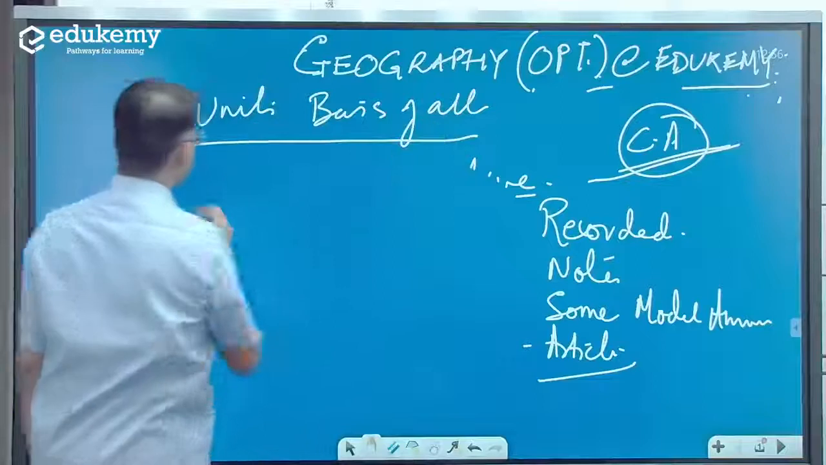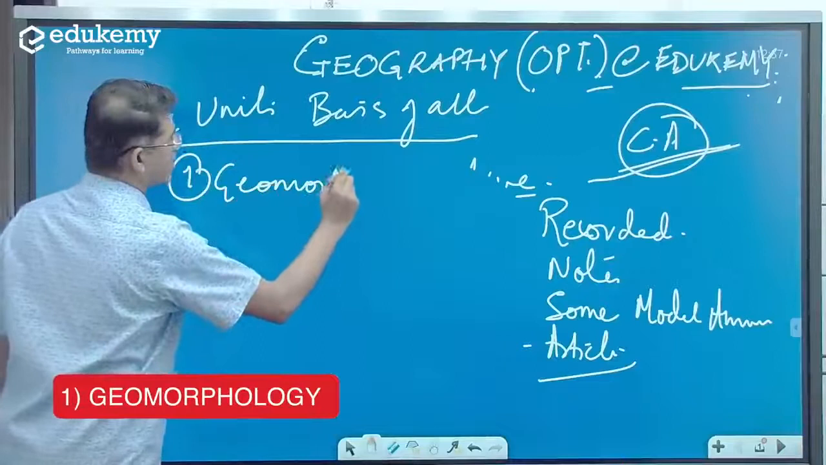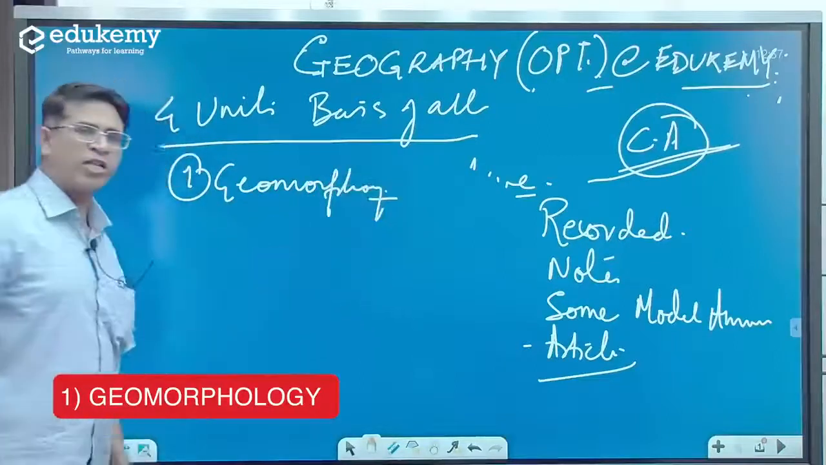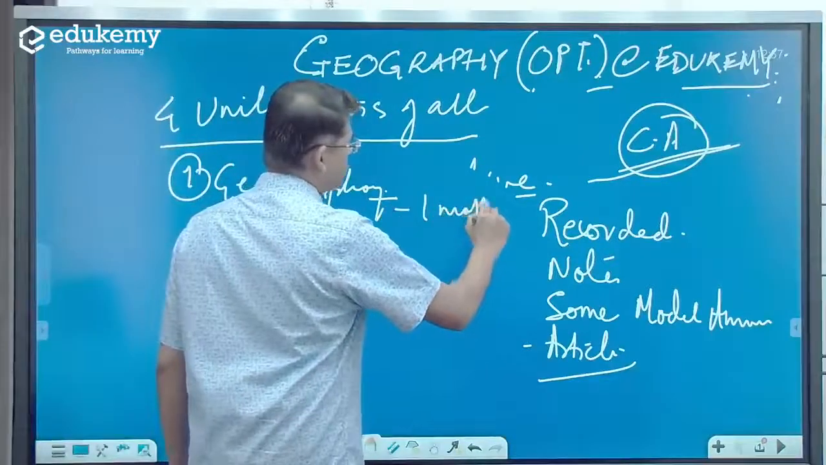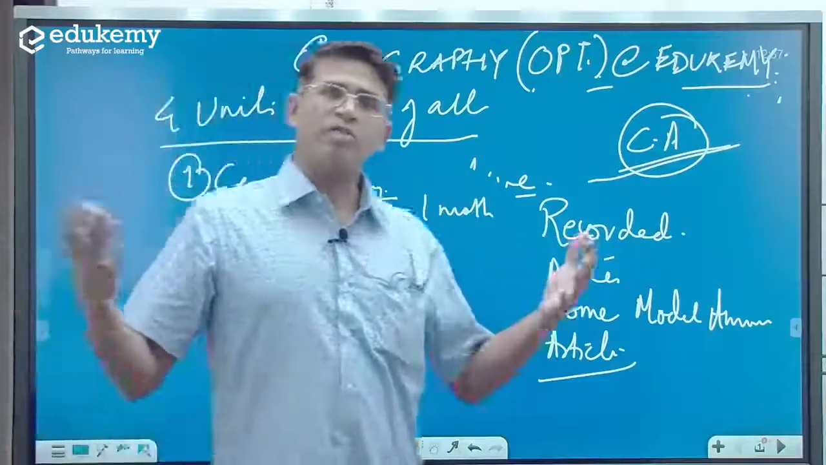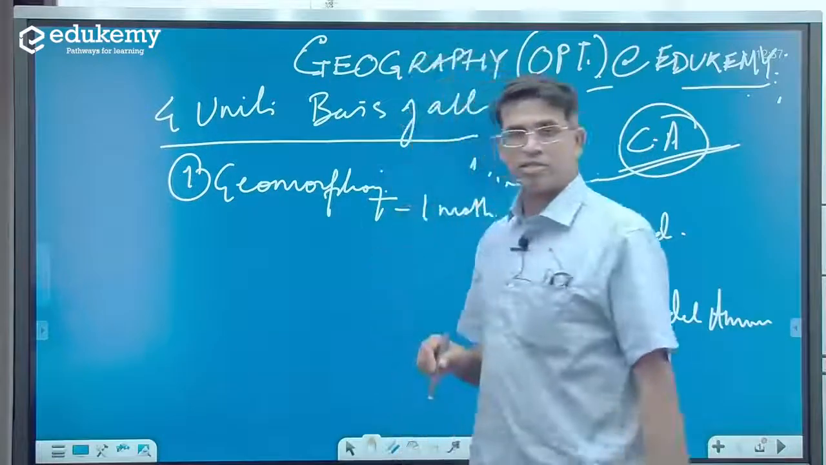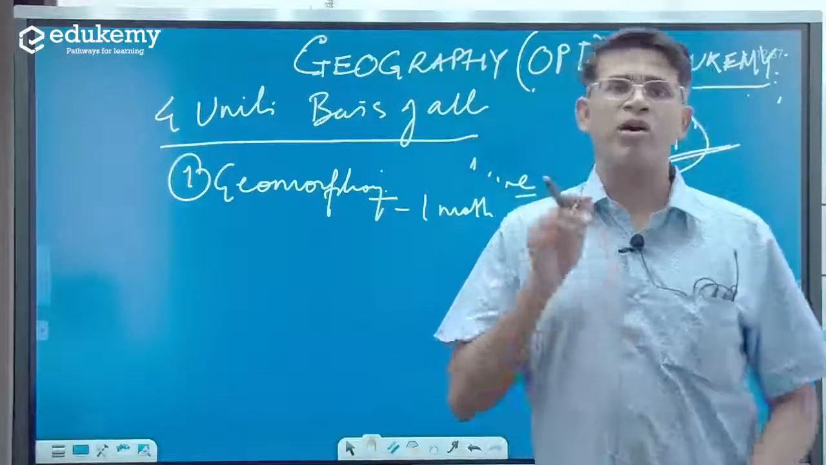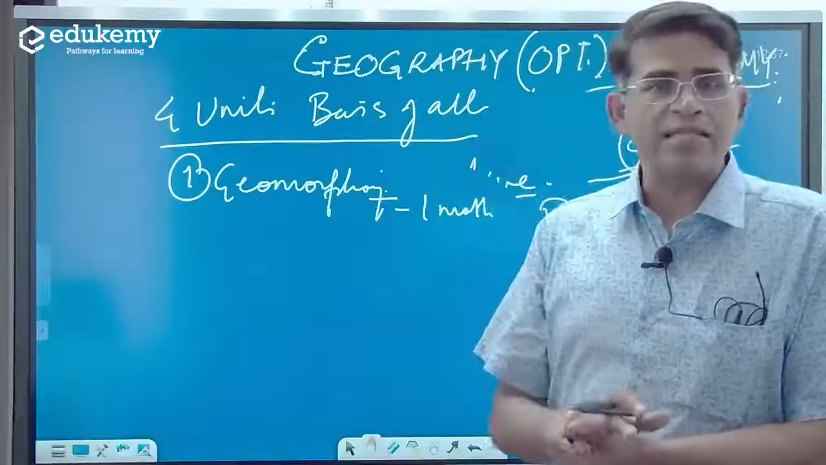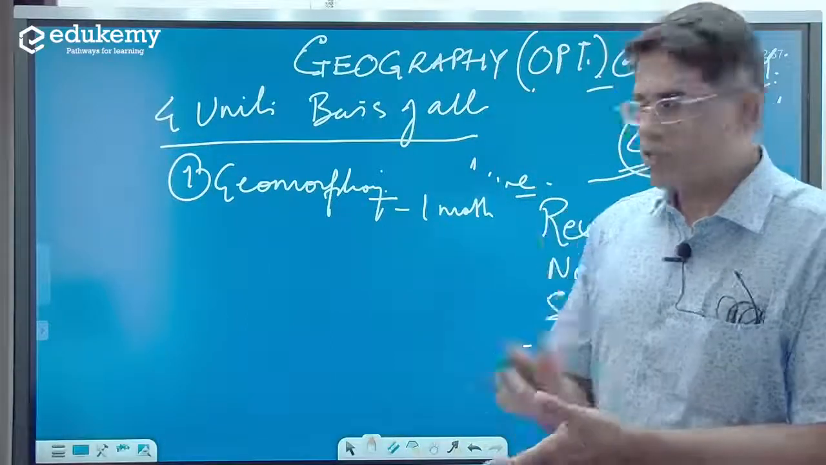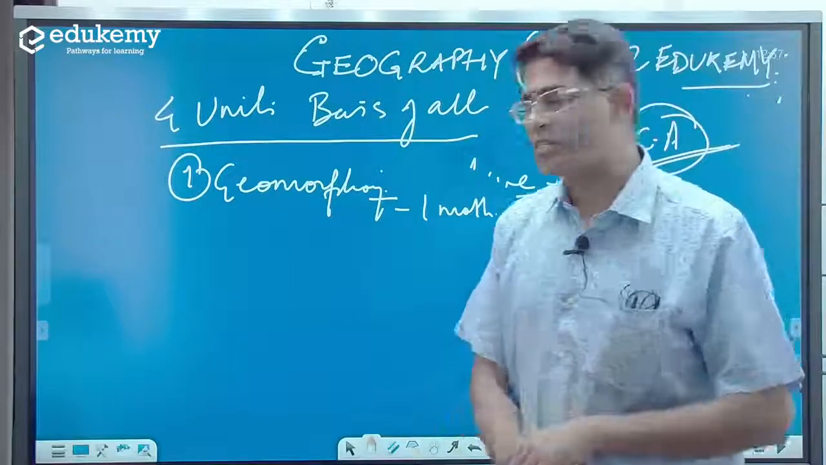What are these 4 units? Number 1 is geomorphology. Now geomorphology as a unit takes disproportionately more time. Approximately this will take 1 month to cover. I mean, if you have a course across 5 months, straight away 20% of time is taken by geomorphology. But without geomorphology, you cannot do oceanography, you cannot do topics of Indian geography, you can't understand disasters, you can't understand minerals either. So it's a very, very important topic, geomorphology, about the landforms, the features that we have.